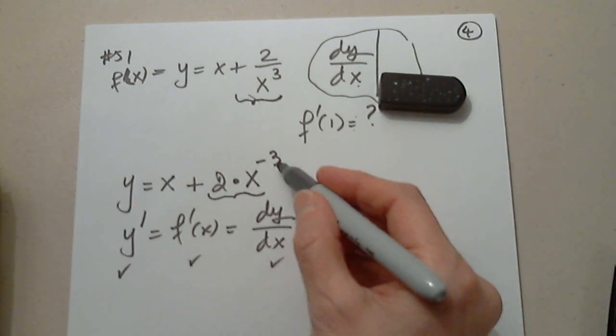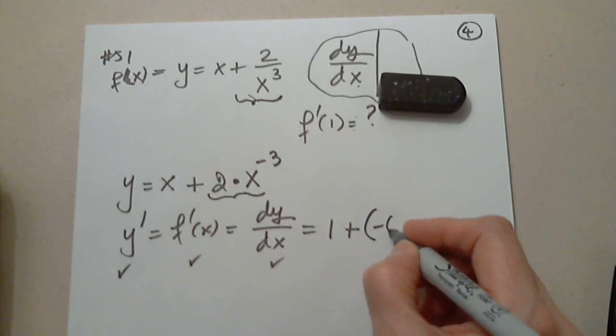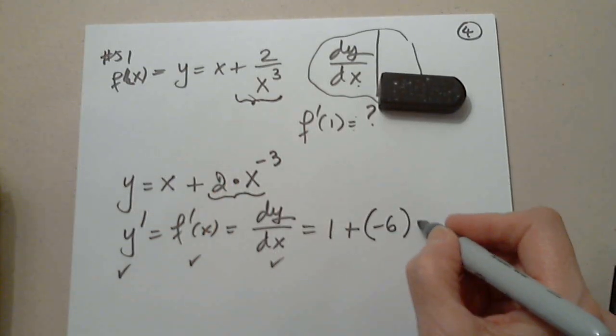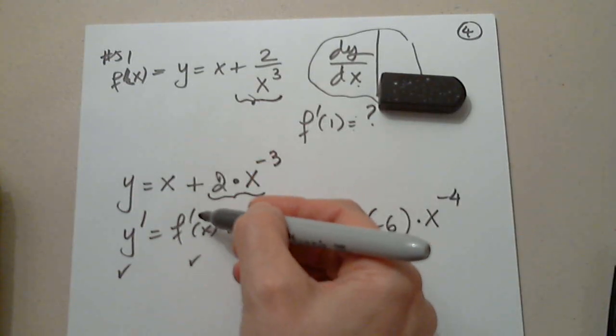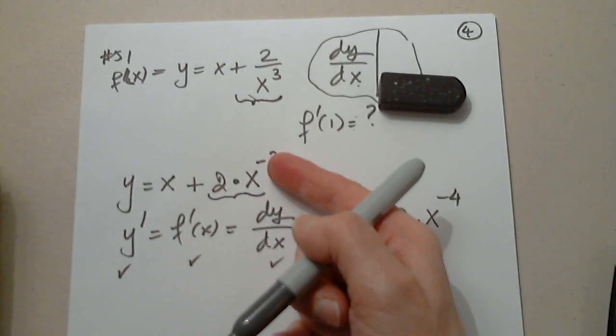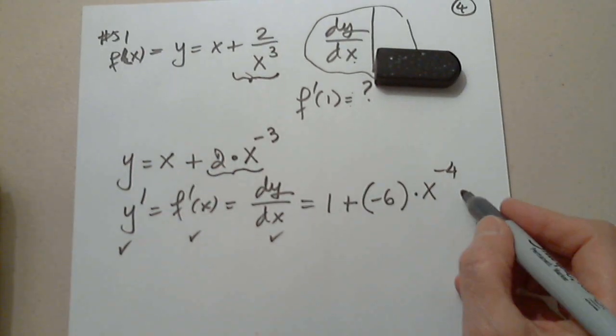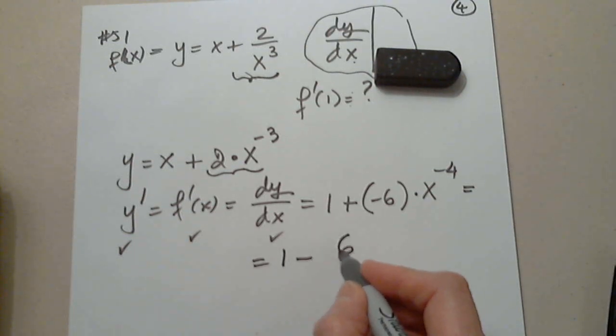Would it be 6? Careful. 2 times negative 3. 6. Yes? x to the negative 4. Excellent. So we bring down the power. It's negative 3. We multiply by 2. We get negative 6. And we have to subtract 1 from the power. So then the final simplified form, I would write it like this.